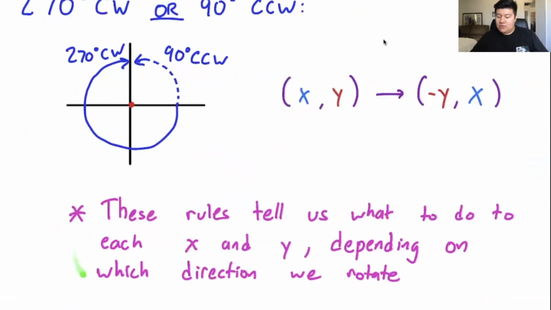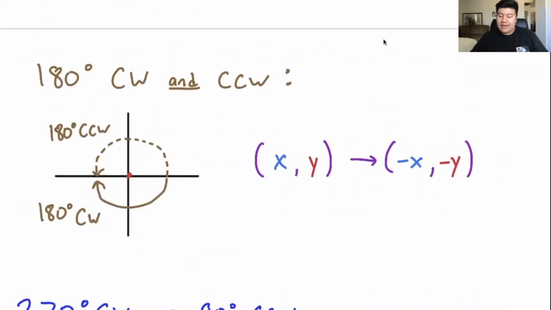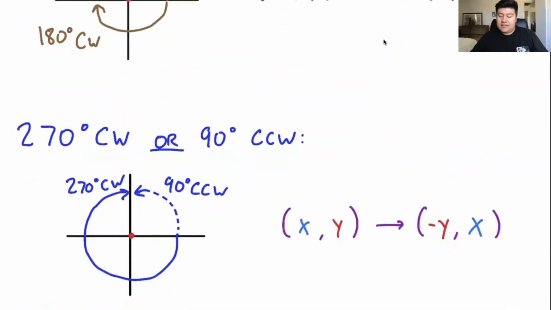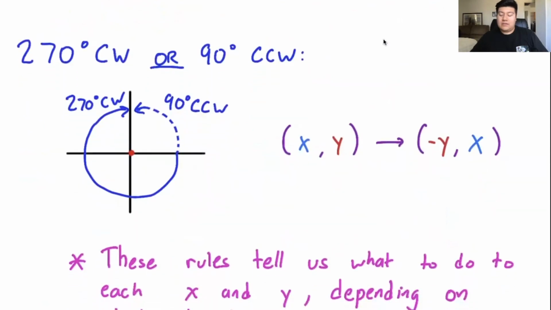So like I said, these rules tell us what to do to each X and Y, but what you need to pay attention to is what they're asking you to do. Okay, so like I said, whenever you see 180, just change the signs of both the points. If you see things like this, make sure you look back on this, because this can help you out and it makes it easier to know how to rotate. So like I said, make sure you pay attention to these rules, look back at the other videos to help you guys out, and make sure to pay attention to which direction you're rotating.